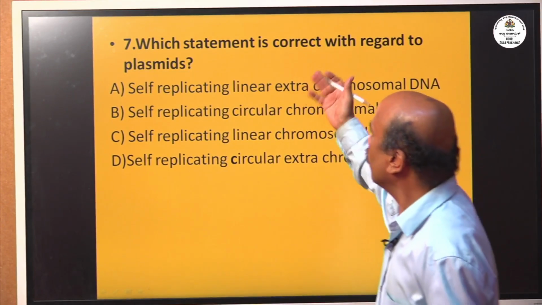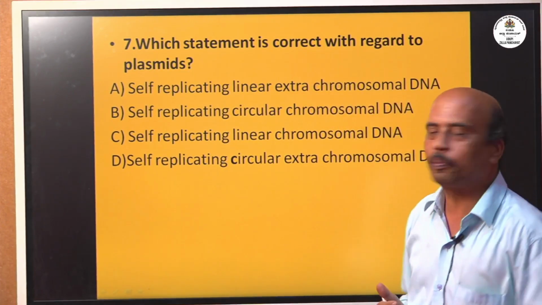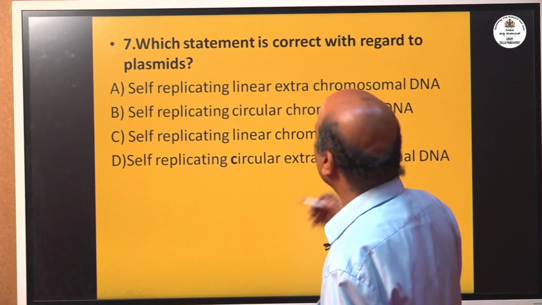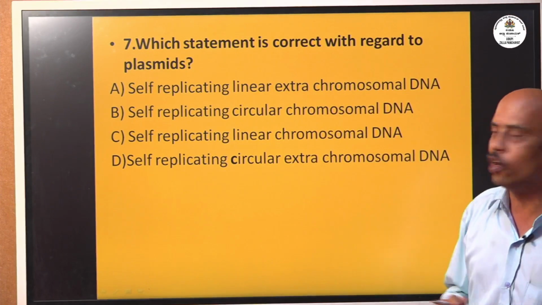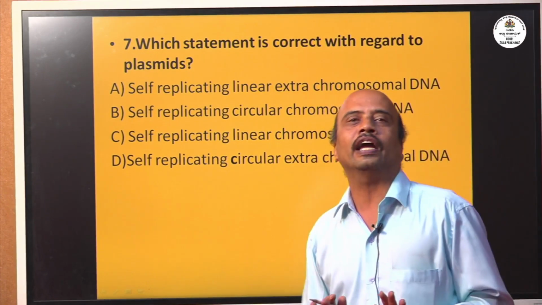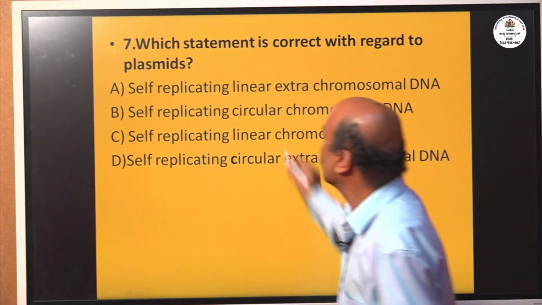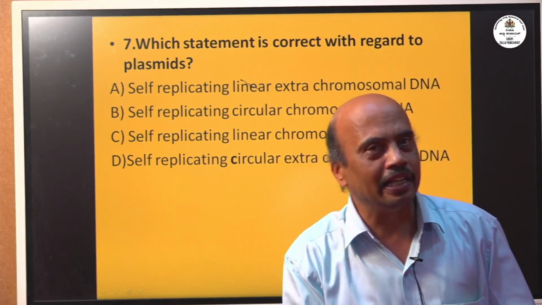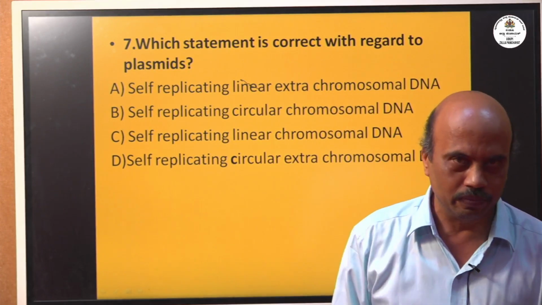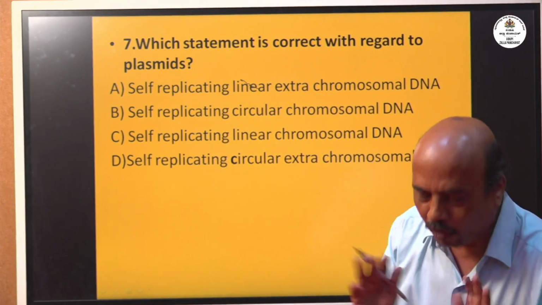And with regard to plasmids, see what the options are. Self-replicating linear extra chromosomal DNA. It is extra chromosomal DNA, okay. It is self-replicating, but it is not linear. It is not linear DNA. Linear DNA is found only in eukaryotes.